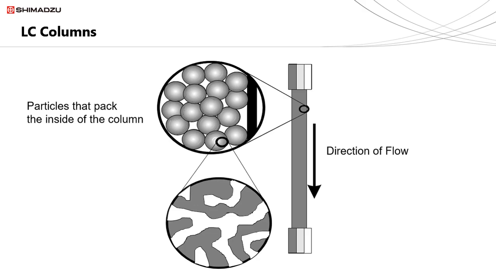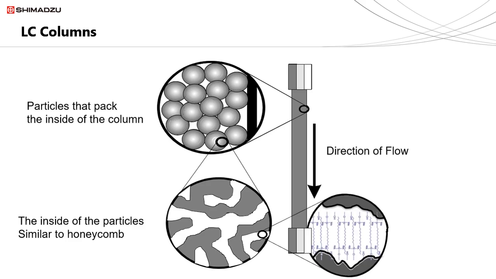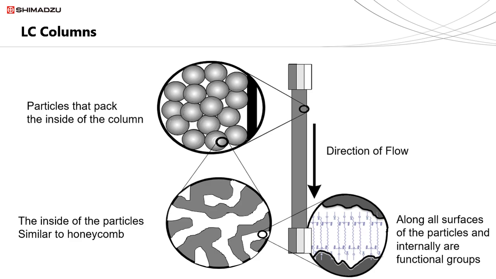The inside of these particles is like a network of pathways, similar to the structure of honeycomb. Along the outside of the particles, as well as the walls of the pathways, are compounds known as functional groups. These functional groups create an environment that promotes interaction of the compounds, enabling separation.